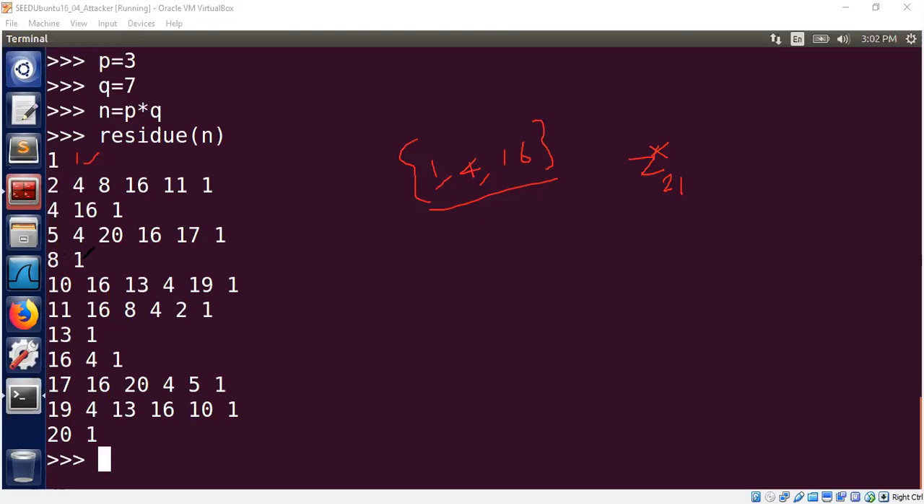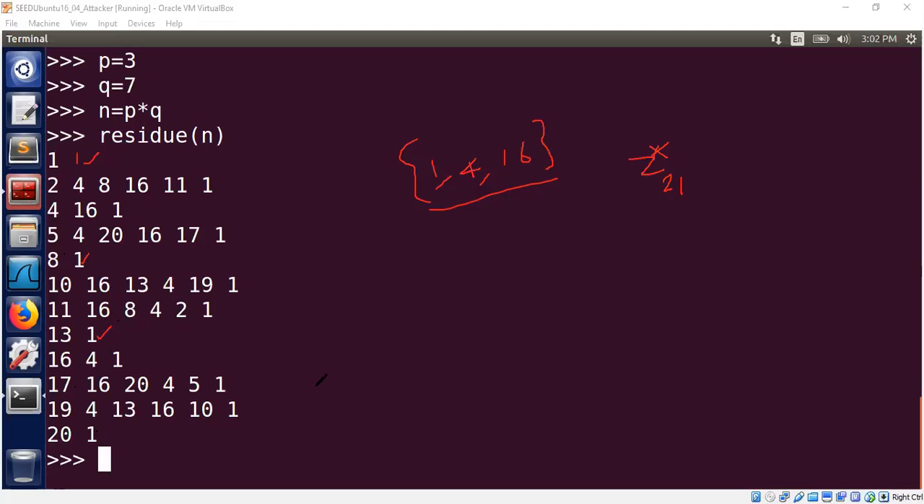Interestingly, even 8 is a square root of 1 because 8 squared is 64, and 64 mod 21 gives remainder 1. So this is the second root. And 13 times 13 is 169, which mod 21 also gives you 1. And 20 times 20 is 400. You can check for yourself.